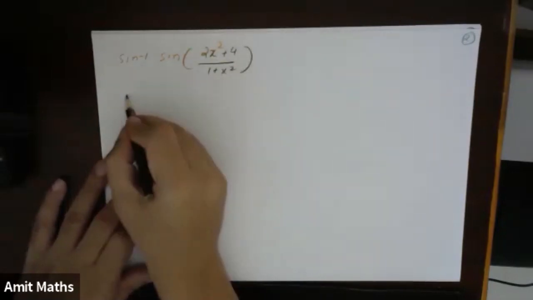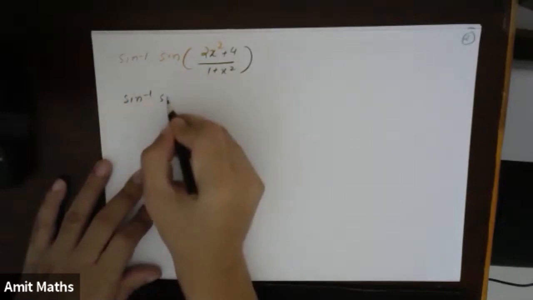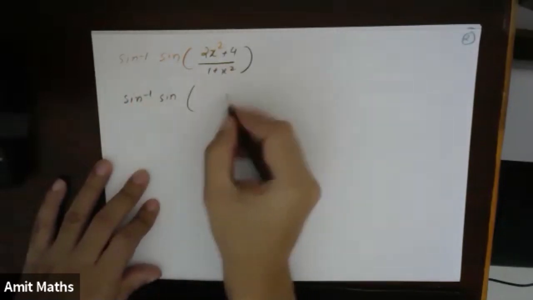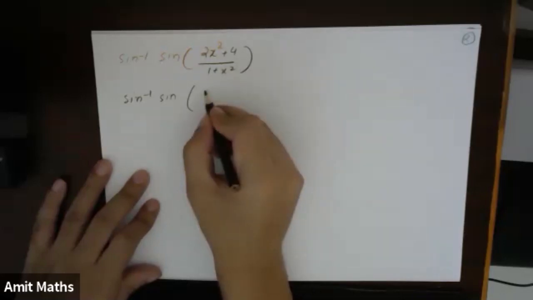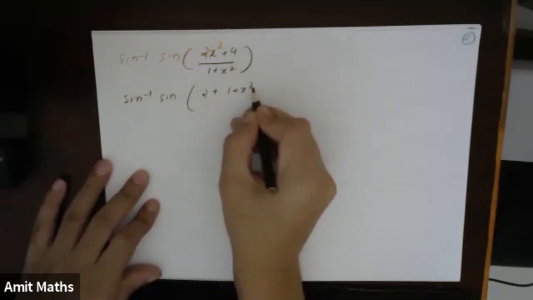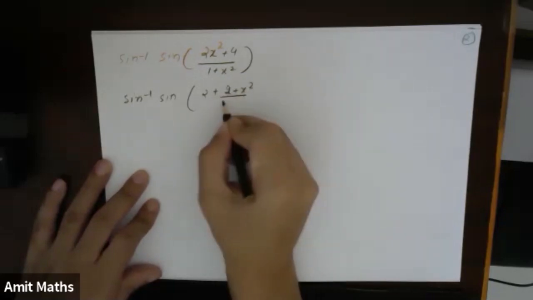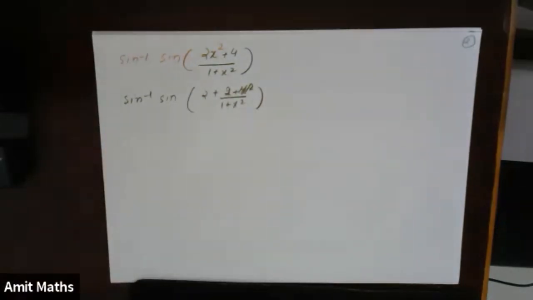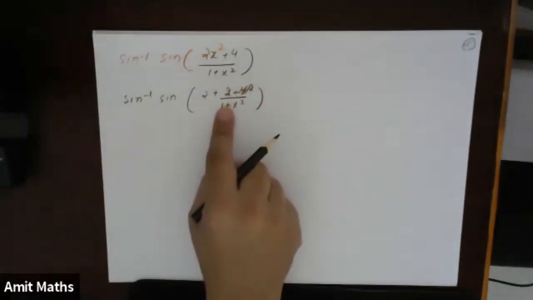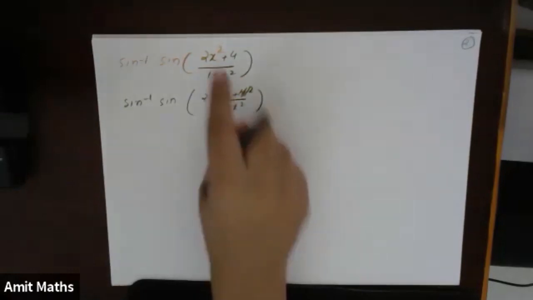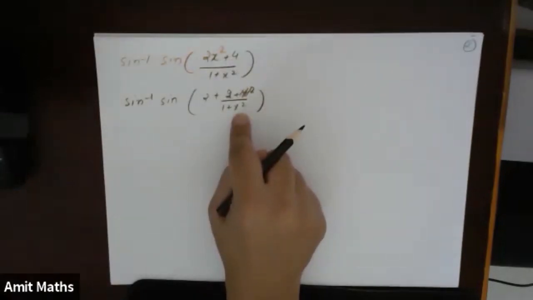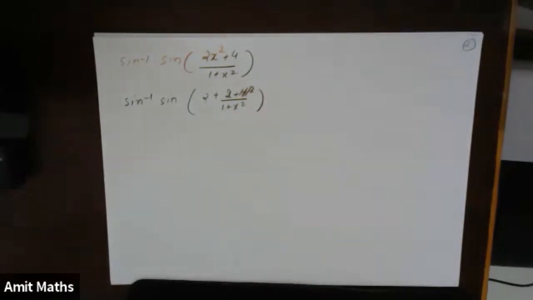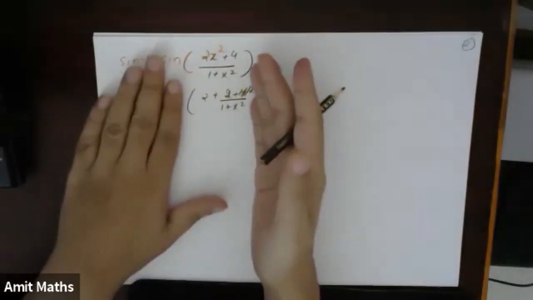This I can also write as sin inverse of 2 plus 2 by 1 plus x square. I can write this as this, right? Simply I've just divided by 1 plus x square up and down. With the numerator I have divided with 1 plus x square, right? Okay, fine.